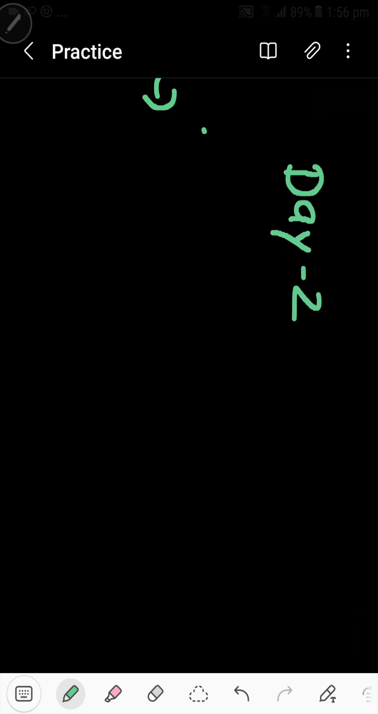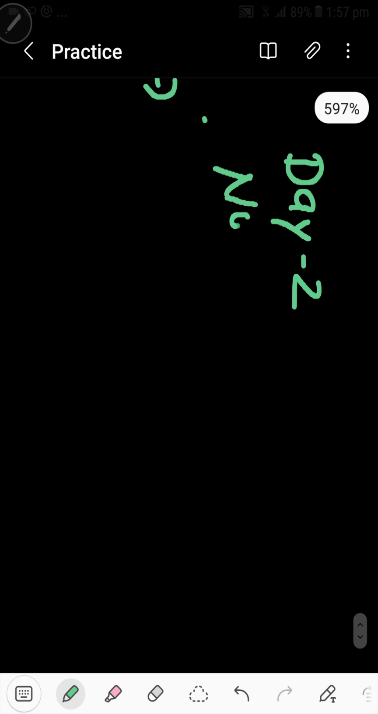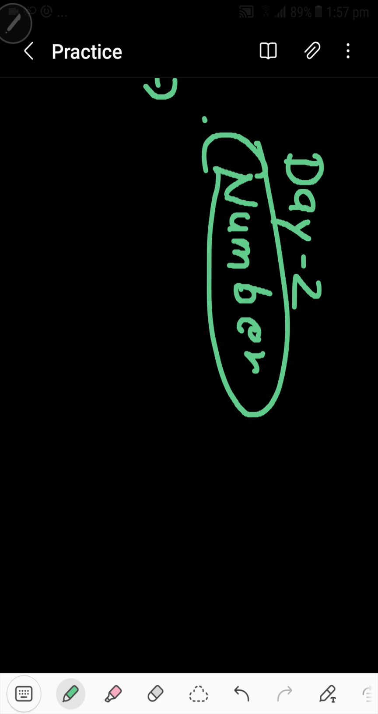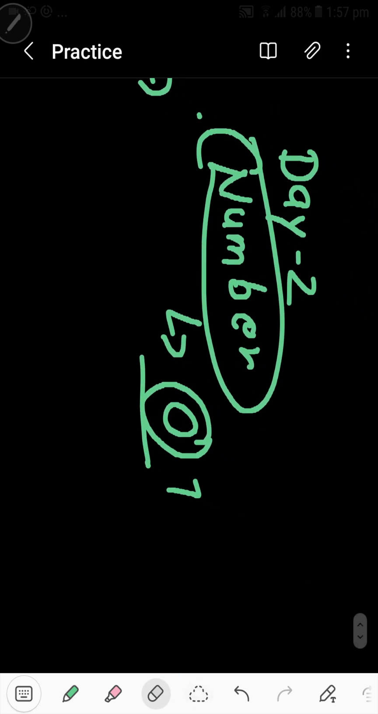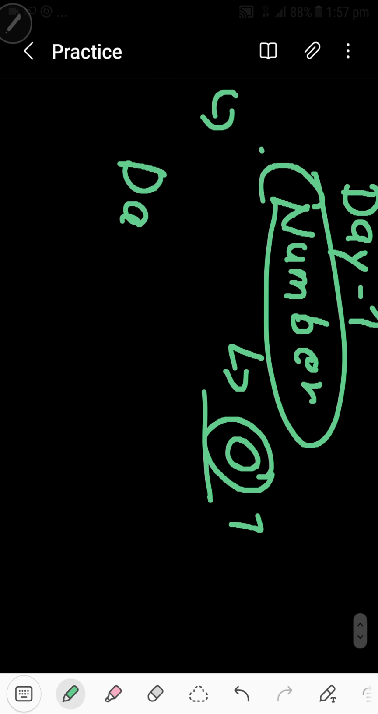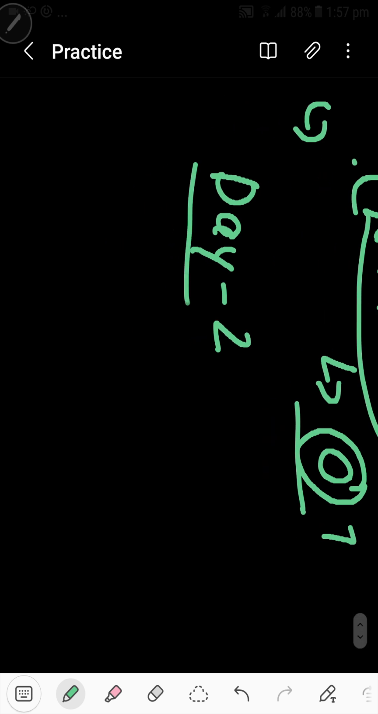Today is day 2, and we'll be learning with the help of Claude, I hope. Previously we learned about numbers. In day 1 we learned what numbers are and how numbers originated. Then we learned the basic concept of 0 and 1, and the importance of 0, the basic stuff. That was what we learned in day 1. Now we are in day 2, and we'll be focusing on other basic stuff like addition, subtraction, and so on.